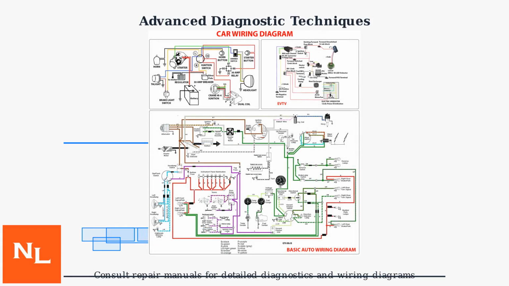Consult vehicle-specific repair manuals for detailed diagnostic procedures and wiring diagrams. These resources provide manufacturer-approved steps for testing circuits and components. Use the diagrams to trace wiring paths and identify potential failure points that could cause the P0028 code.